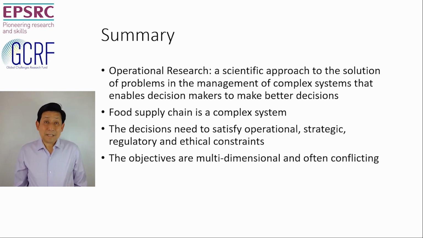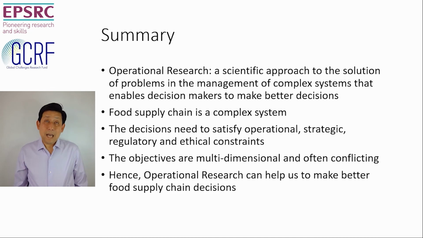The actors have multiple objectives, and quite often the objectives are conflicting within the actors themselves or between actors because my objective may be in conflict with the other actor's objective. Hence, making food supply chain decisions is challenging. This is where operational research can help us make better food supply chain decisions.